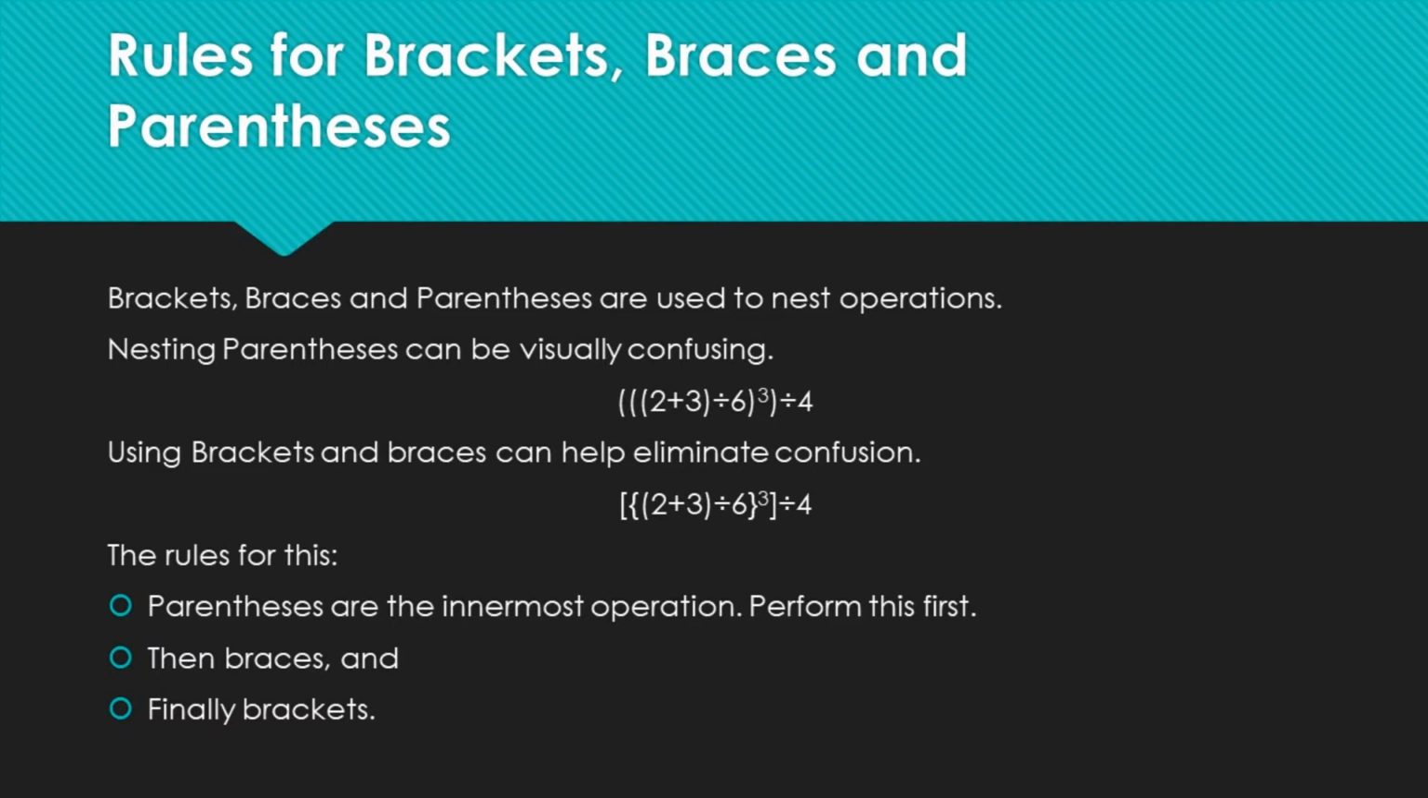Open parentheses, open parentheses, open parentheses, 2 plus 3, close parentheses, divided by 6, close parentheses, raised to the third power, close parentheses, divided by 4. Having all of those parentheses can be a little difficult to follow. But look how much easier it is to follow when some of the parentheses are traded out for braces and brackets. We now have open brackets, open braces, open parentheses, 2 plus 3, close parentheses, divided by 6, close braces, raised to the third power, close brackets, divided by 4.